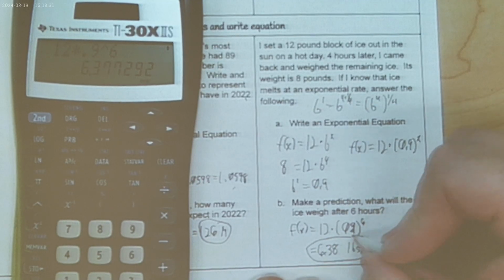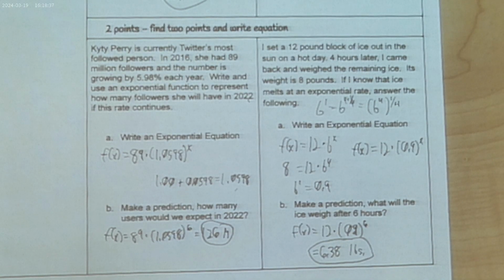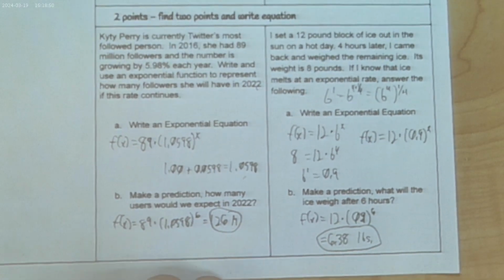And don't forget your labels, especially with word problems. So that is what the ice is going to weigh after 6 hours on the hot sidewalk. Again, it depends what the shape of the ice is, how hot the sidewalk is, and the ambient temperature on the outside. But maybe what do I know? I just have a background in heat transfer and fluid flow from Navy engineering.